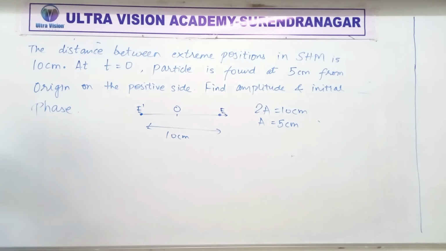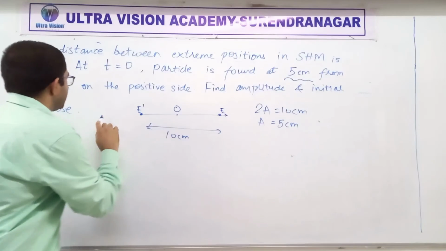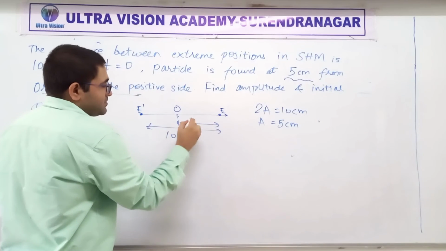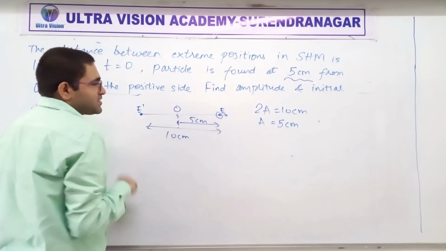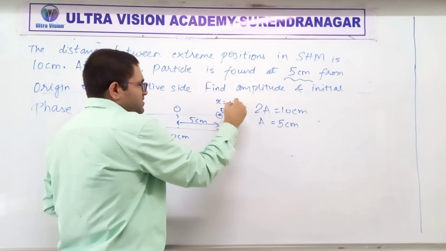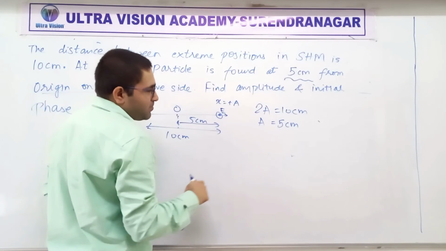Right. And now where does it start from? At 5 centimeter on the positive side. Okay. Here, isn't it? So it starts at E, which means the positive extremity. Okay, it starts at the positive extreme endpoint, right?